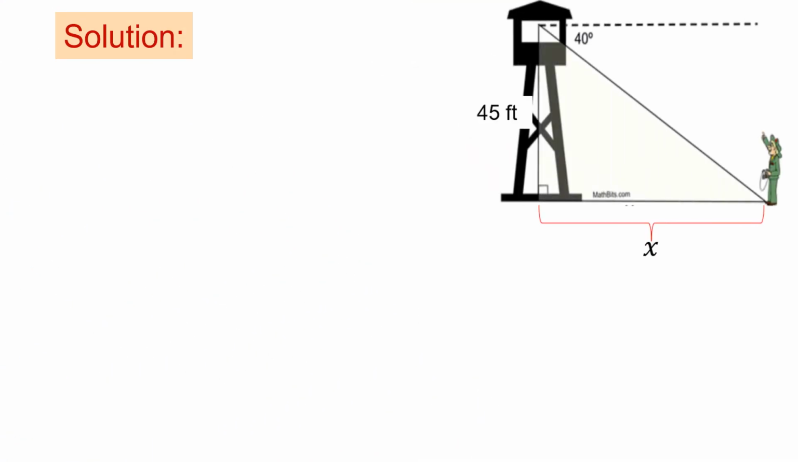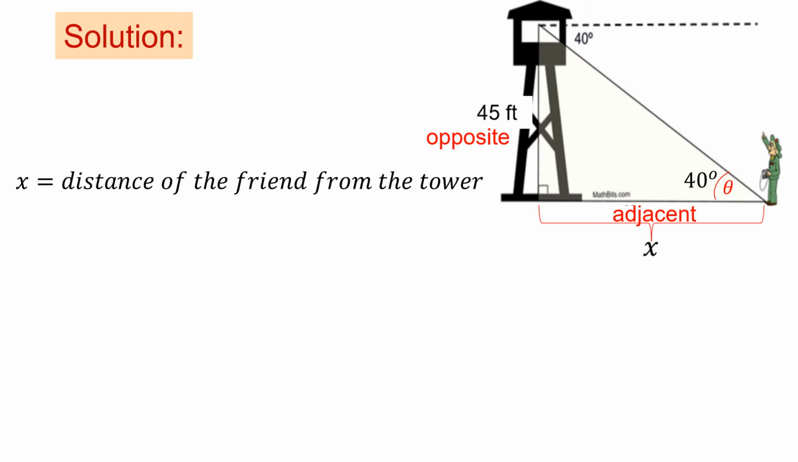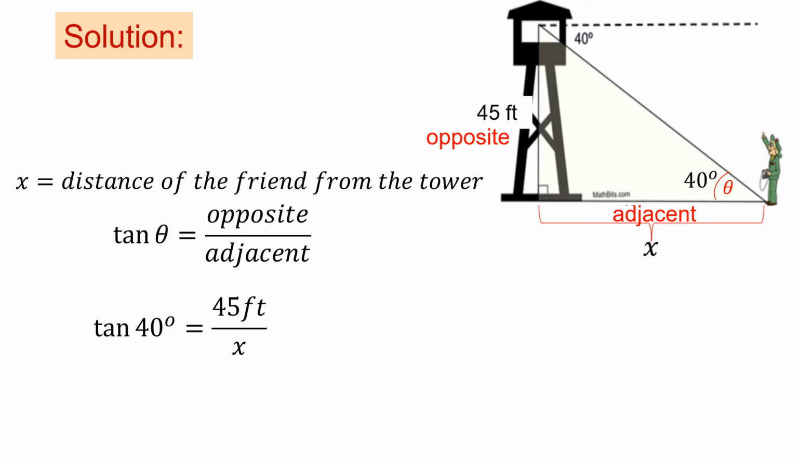So now let us solve for x. If this is your theta, which is equal to 40 degrees, this is your opposite side, and this is your adjacent side. So x is equal to the distance of the friend from the tower. In order to do so, we are going to use tangent theta, which is equal to opposite over adjacent. Then substituting all the values, we get tangent 40 degrees is equal to 45 feet over x. Then we are going to cross multiply. We get tangent 40 degrees times x is equal to 45 feet.